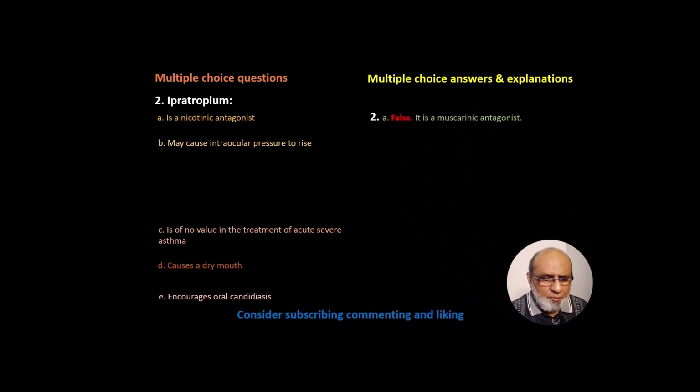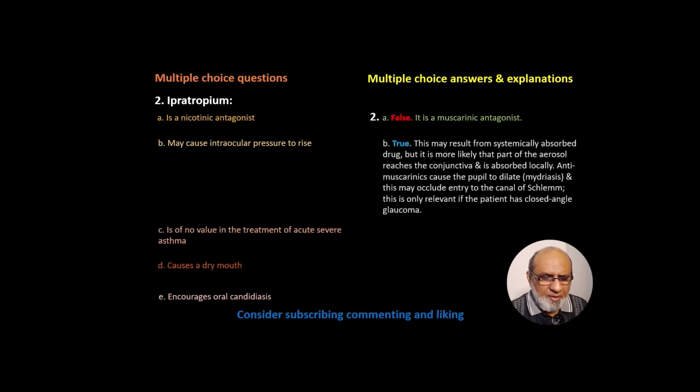Question number 2, Part A, answer is false. It is a muscarinic antagonist. Part B, answer is true. This may result from systemically absorbed drug, but it is more likely that part of the aerosol reaches the conjunctiva and is absorbed locally. Antimuscarinics cause the pupil to dilate, that is mydriasis, and this may occlude entry to the canal of Schlemm. This is only relevant if the patient has closed angle glaucoma.